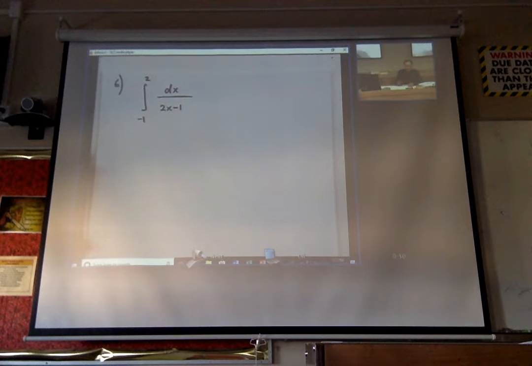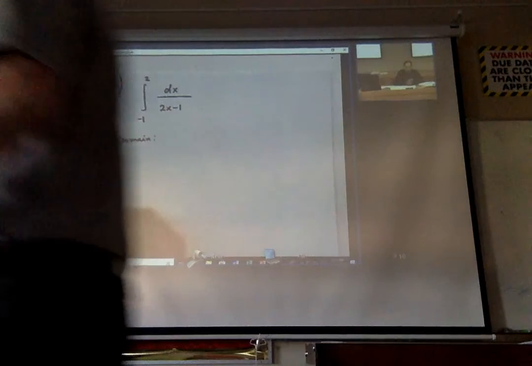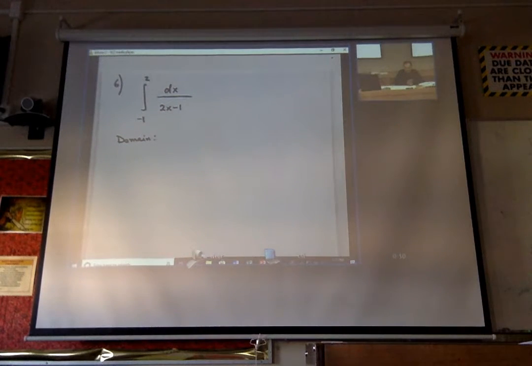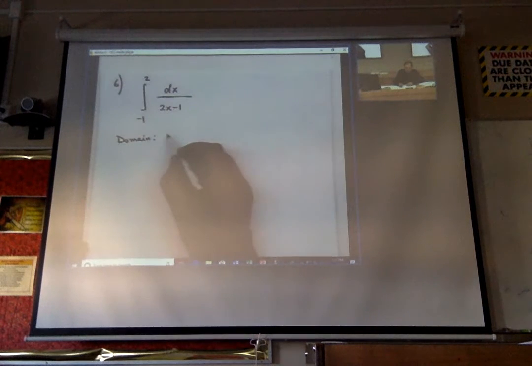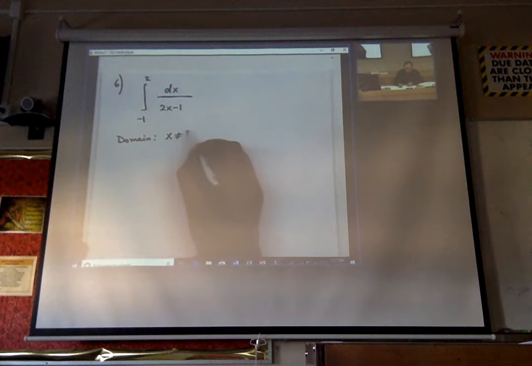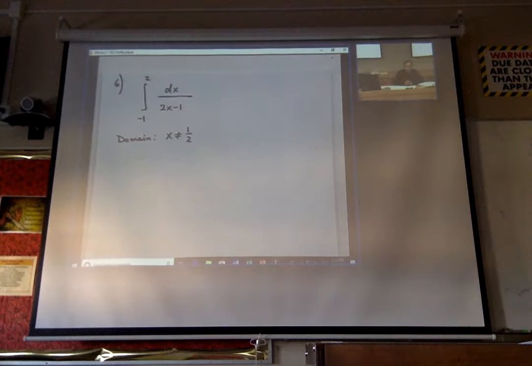So when you start with the first step, speaking about domain, remember you cannot ignore this. Speaking about domain, what will you get? x cannot equal 1/2. Okay, so what does that mean for us? It means not possible. It's not continuous. If you look, the function is not continuous on this interval.